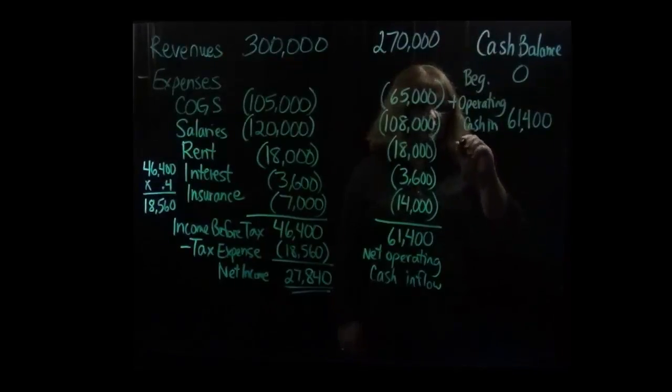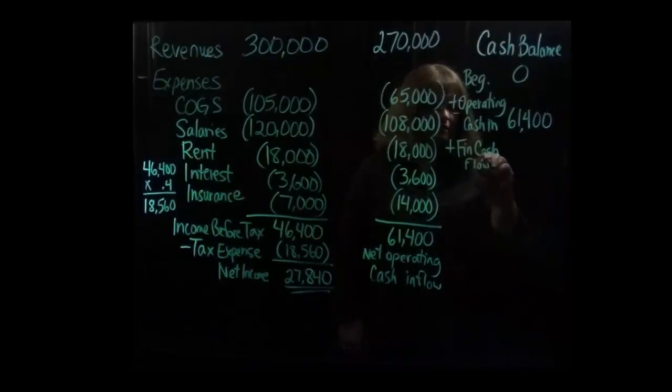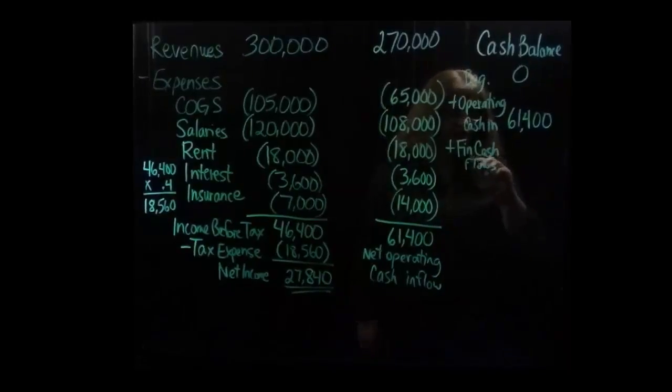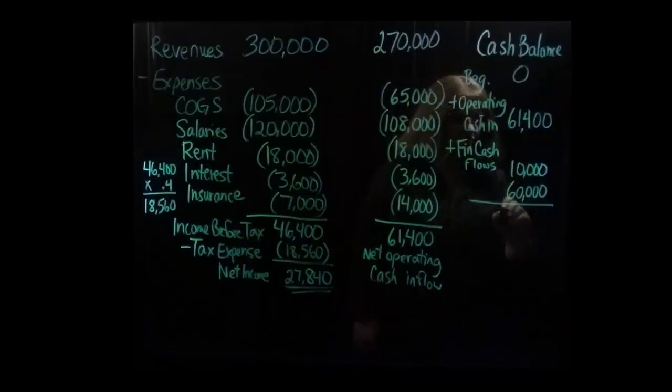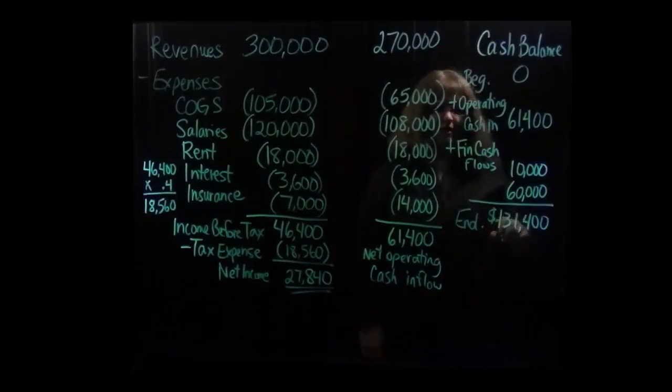And then we look at the financing cash inflows, which we said is what our owner contributions and our borrowings are. And so we're going to add in the financing cash flow for the owner contribution of $10,000 and for the amount borrowed of $60,000. And that will give us a total of $131,400 as our ending cash balance.